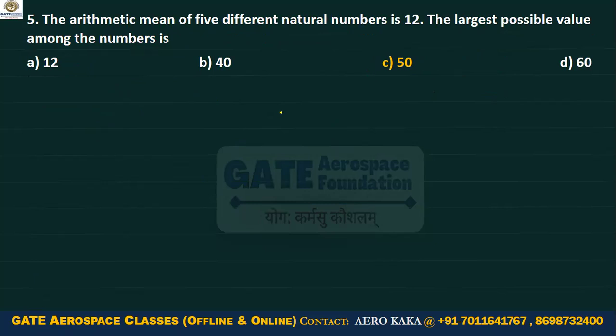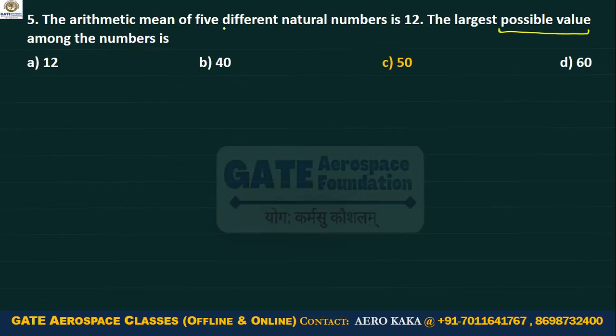Okay, now comes the part of quantitative aptitude. The arithmetic mean of 5 different natural numbers is 12. The largest possible value. Okay, the largest possible value. So we can have different combinations over here, but we are supposed to find out the largest possible value over here. And we have been given the options. So we'll go and try to eliminate the options one by one.